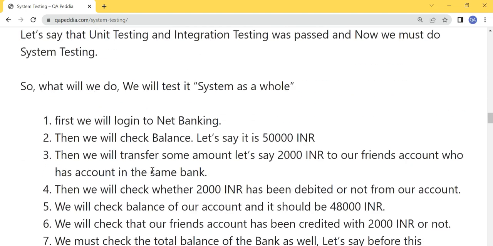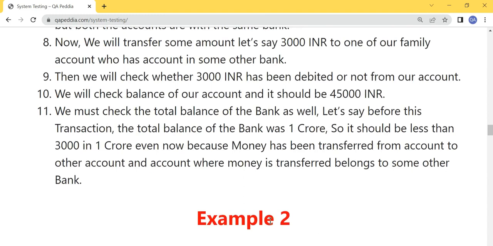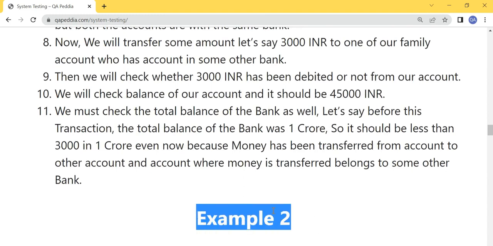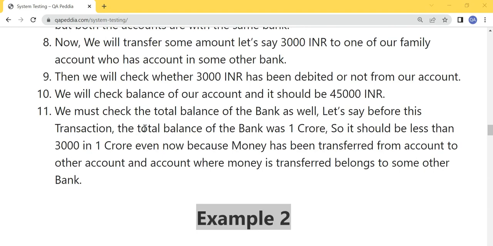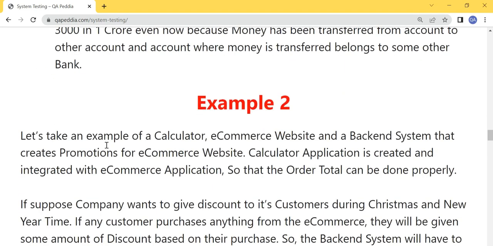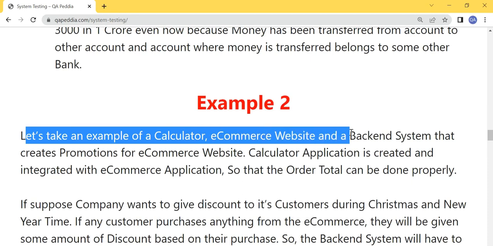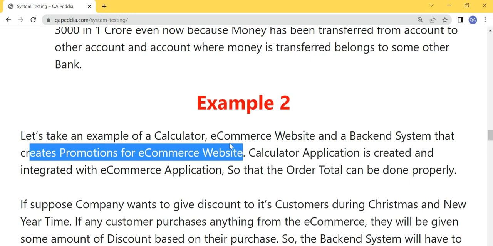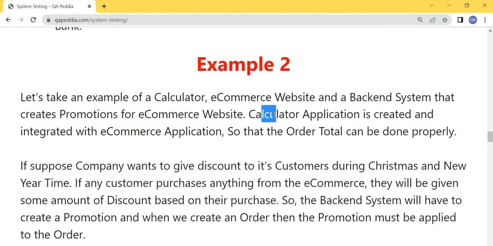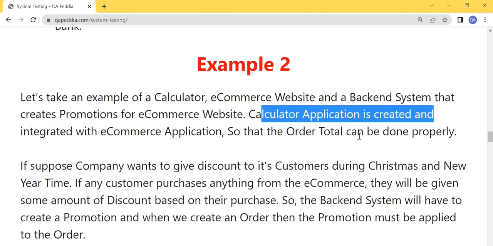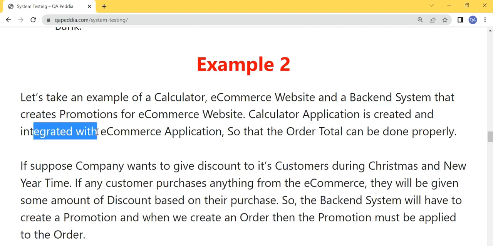Okay. And we are going to see example number 2 again. So let's see example number 2. So let's take an example of a calculator, an e-commerce website, and a backend system that creates promotion for the e-commerce website. So calculator application, suppose we have created and we have integrated the calculator application with the e-commerce website, e-commerce application.